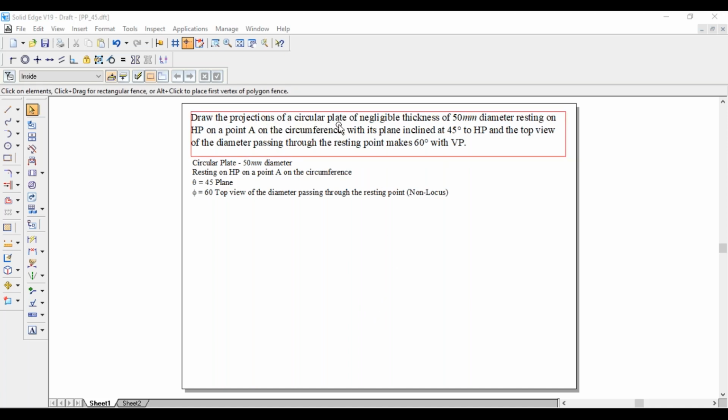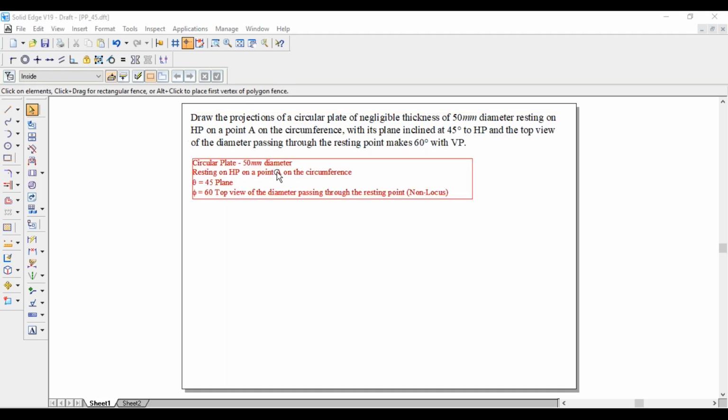Draw the projections of a circular plate of negligible thickness, of 50 mm diameter, resting on HP on a point A on the circumference, with its plane inclined at 45° to HP and the top view of the diameter passing through the resting point making 60° with VP.